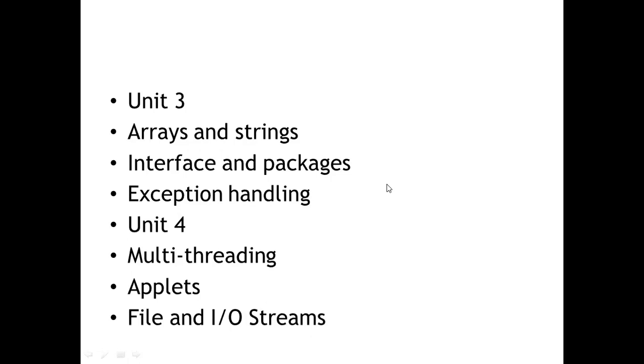Then in unit 4, there will be 3 chapters. You can say 3 different topics: multi-threading, applets, file and IO streams. In multi-threading, we will discuss about introduction, means what is multi-threading, why we need it, threads in Java, thread creation means how to create thread, how to use thread, life cycle of thread means different stages of thread, joining a thread, thread scheduler, thread priority, thread synchronization.